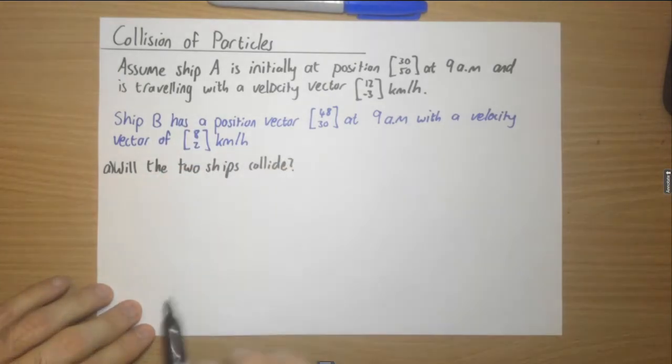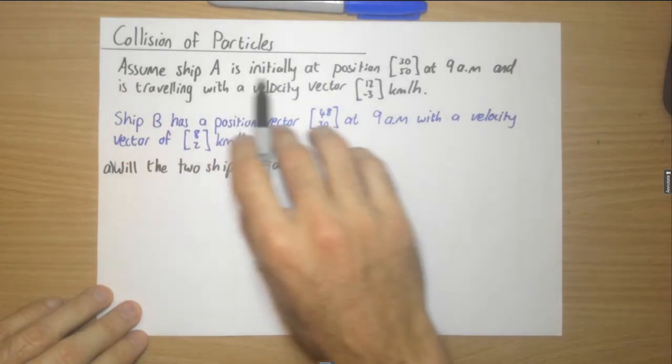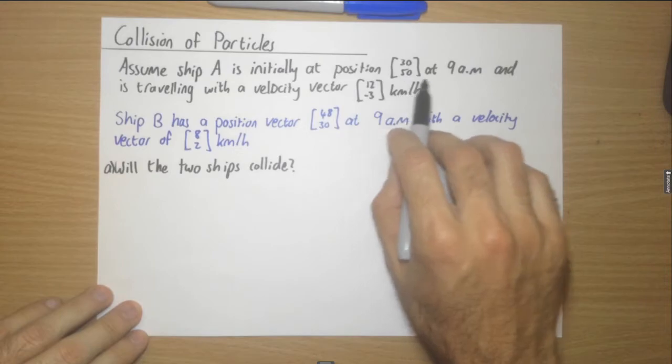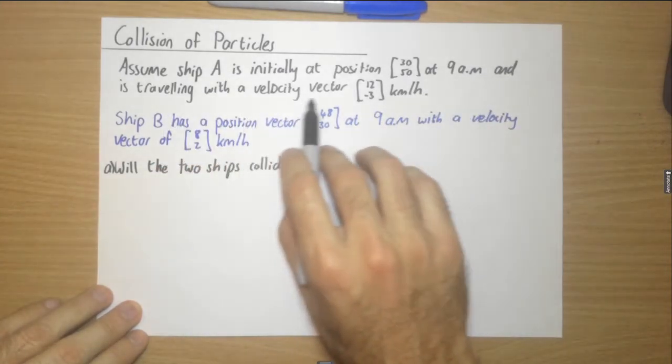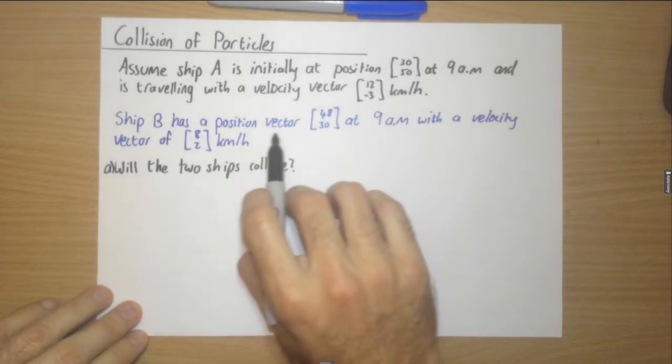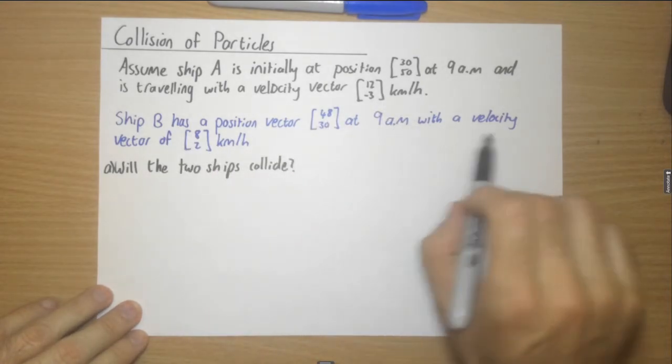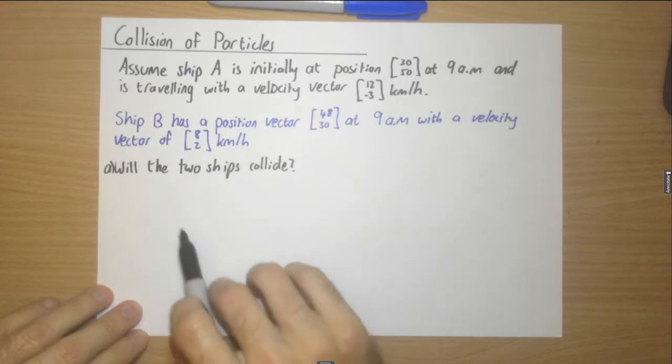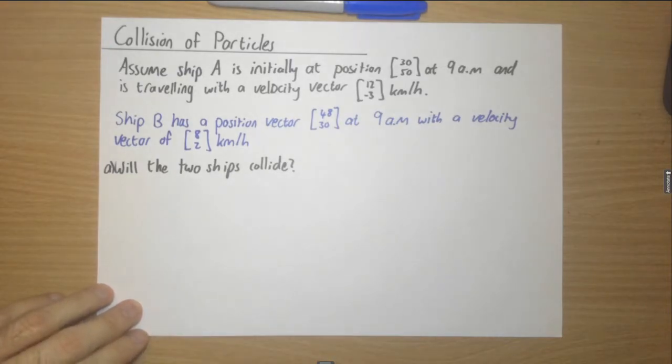Alright, so let's just look at one more example. Assume ship A is initially at position (30, 50) at 9 AM and is traveling with a velocity vector of (12, -3) kilometers per hour. Ship B has a position vector of (48, 30) at 9 AM with a velocity vector of (8, 2) kilometers per hour. Will the two ships collide?